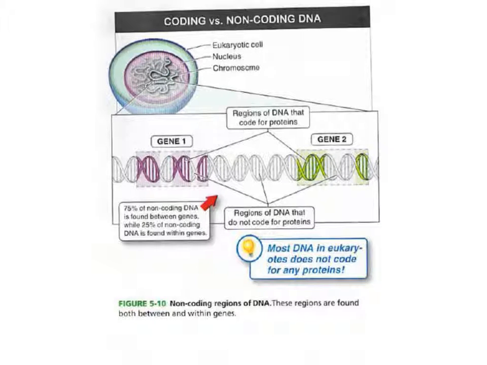This is the diagram from earlier in the chapter. It's figure 510. We were just looking at figure 511 that talks about coding and non-coding DNA, but this one also shows the eukaryotic cell and the nucleus and exactly where these DNA sequences, base sequences, are housed. So it gives students another in-depth picture of what's going on.